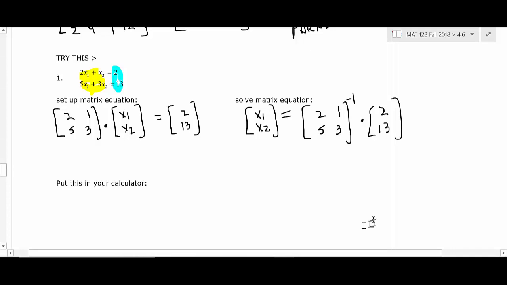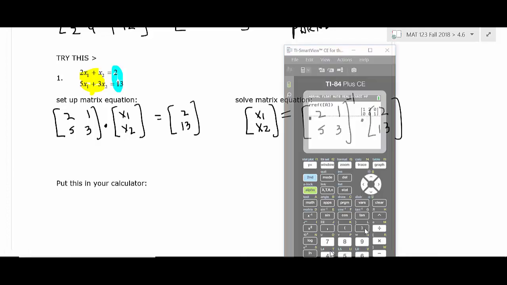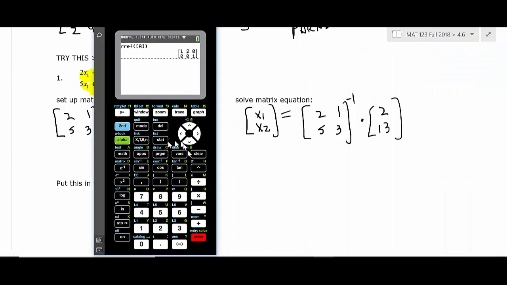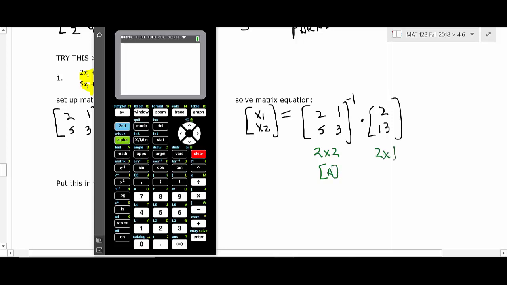Okay, now we're going to put this in our calculator. So I'll show you what to do on this. If you're getting comfortable with your calculator, then let me just put this over at the side like this. Okay, so what you need to do is, this matrix is a 2 by 2 matrix. I'm going to put that in matrix A. This is a 2 by 1 matrix. I'm going to put that in matrix B. So you need to go ahead and get those two matrices set up in matrix edit.